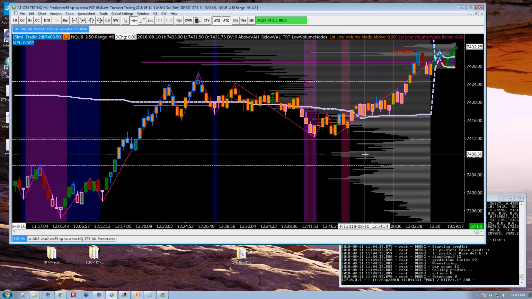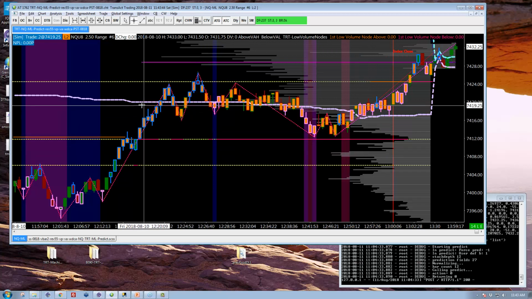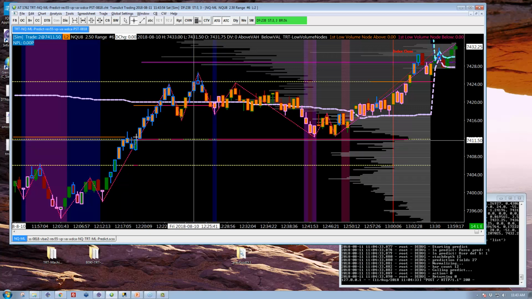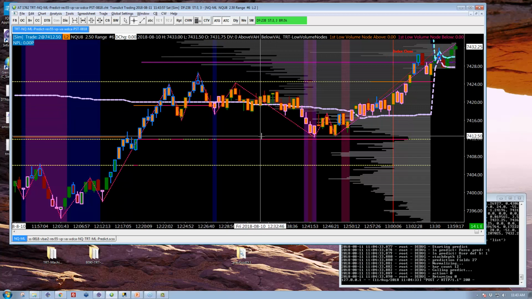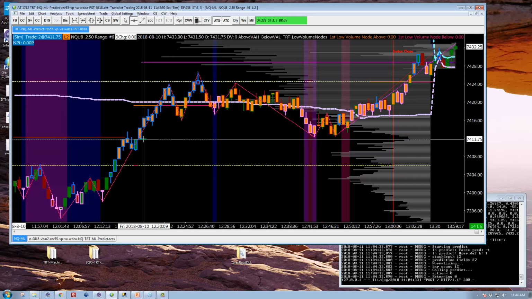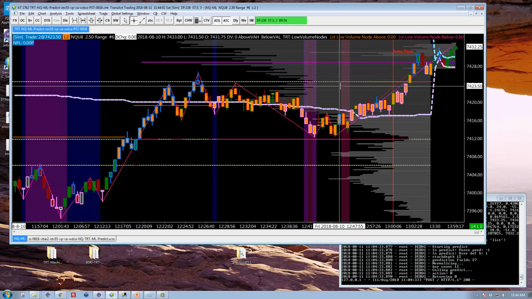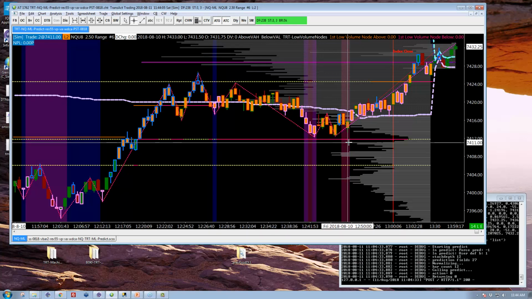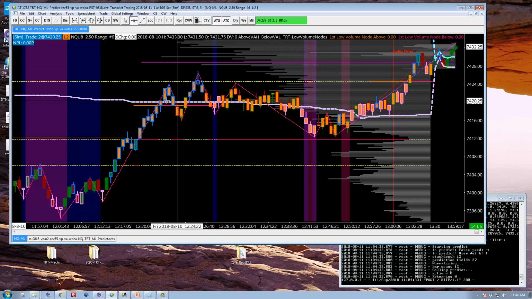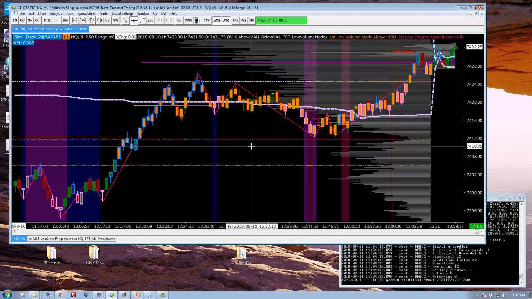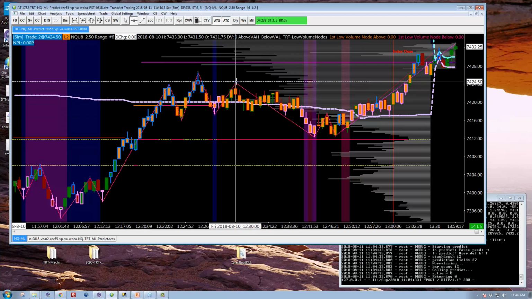I think most of the problem is that the calculations that are needed to identify the low volume nodes in real time are enough that it's slowing it down dramatically. There's not an easy answer there. The only other way is if Sierra Chart changes the volume by price study such that you get developing low volume node lines. That would be very hard for them to do. That's the only thing I can think of.